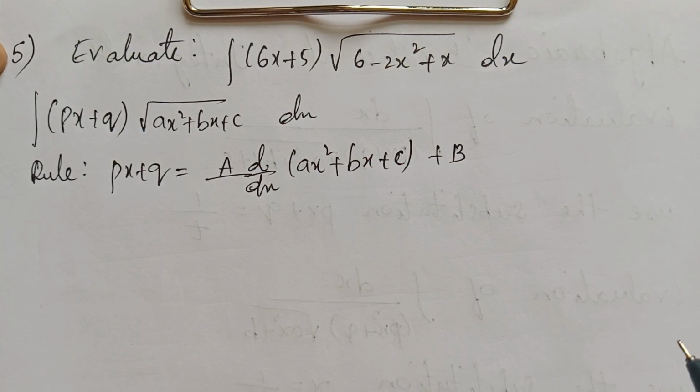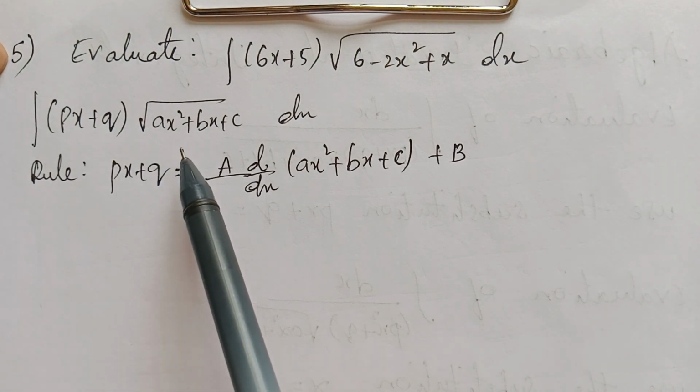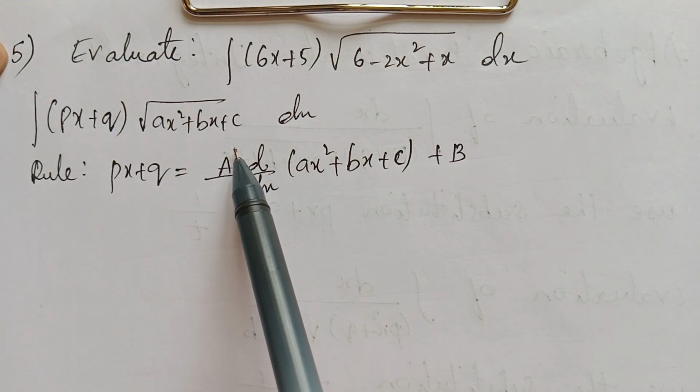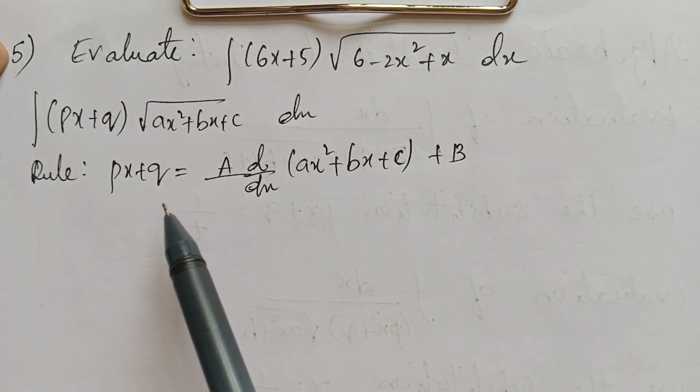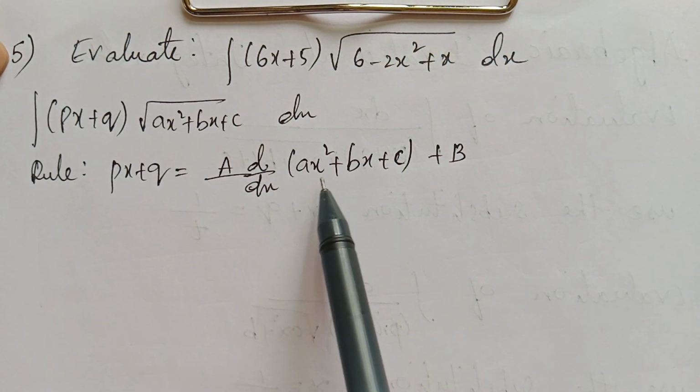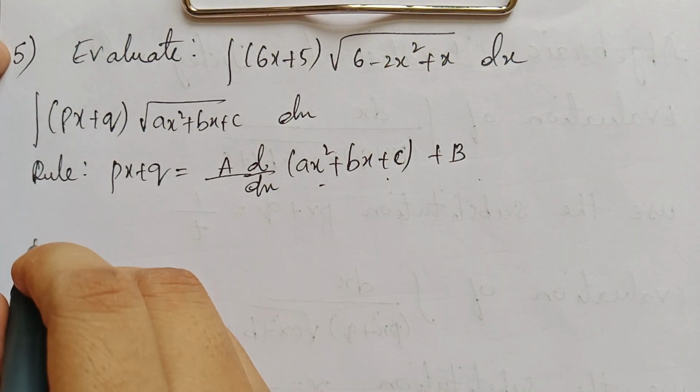Hello everyone. Our next question is to evaluate the integral of (6x + 5) into the root of (6 − 2x² + x) dx. This function is in the form of the integral of (px + q) into the root of (ax² + bx + c) dx. So the rule will be: the linear expression px + q is equal to A into d by dx of the quadratic function, plus B.